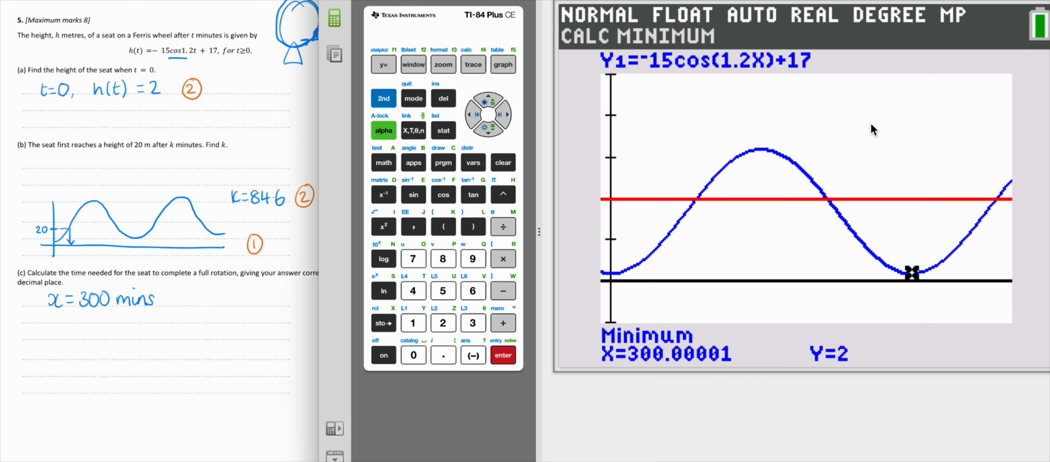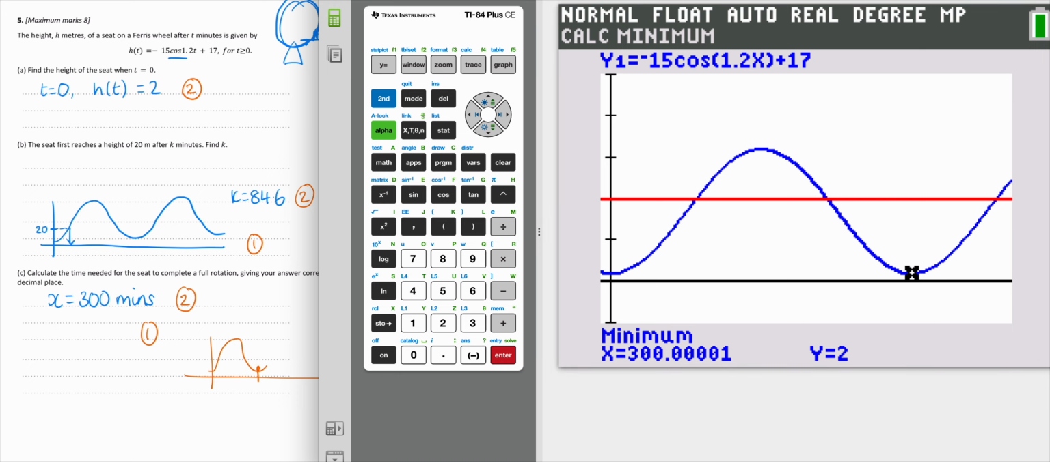And then the last one here, again, is for some sort of method, and then 2 marks for your answer. So your method can be showing that it's the minimum point and your full rotation. And you can just draw a little sketch of the graph in the test paper to show your working.